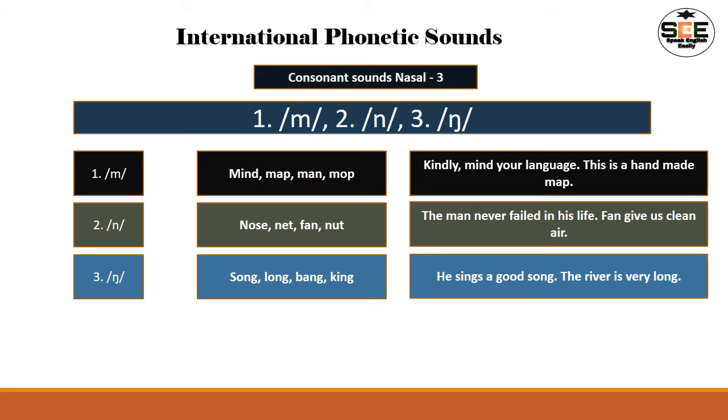For example, here are some words available. Mind, it produces the m sound. Okay, definitely it produces the sound. Then it is map, definitely it produces the sound. Then man, also producing the sound, definitely. And then mop, here also this is producing the sound. If we see the sentences, then definitely it will be very clear for us.